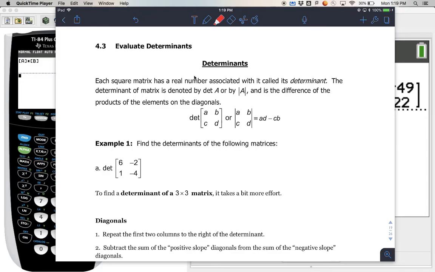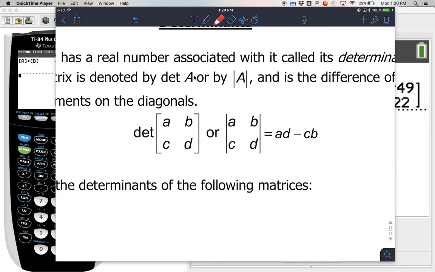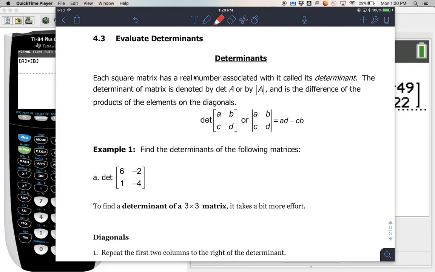All right, today we are going to talk about determinants and then also inverse matrices. The determinant: each square matrix has a real number associated with it called its determinant. The determinant of a matrix is denoted by det A, or sometimes we'll put these little bars, which kind of look like absolute value bars, with a capital letter inside, and that's also the determinant as well. And it's the difference of the products of the elements of the diagonals.